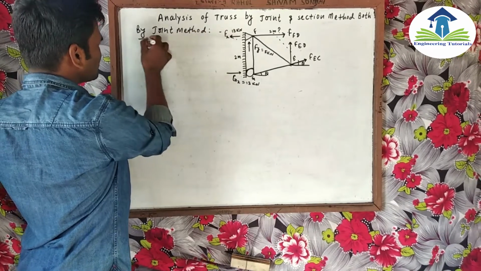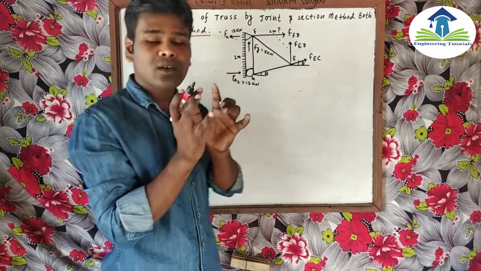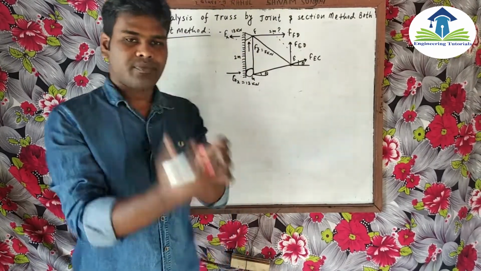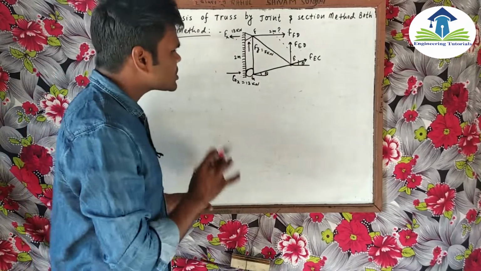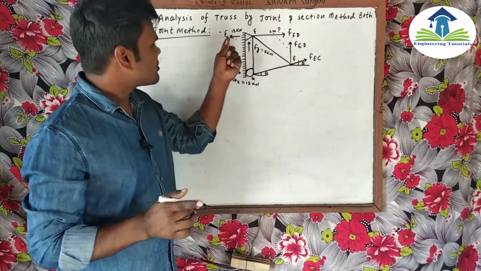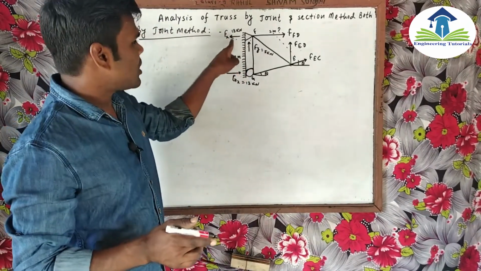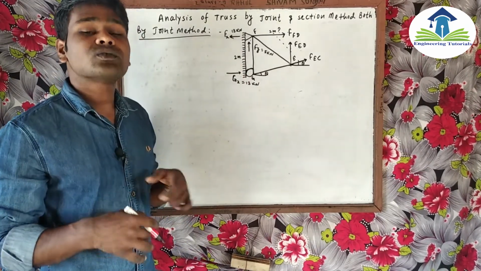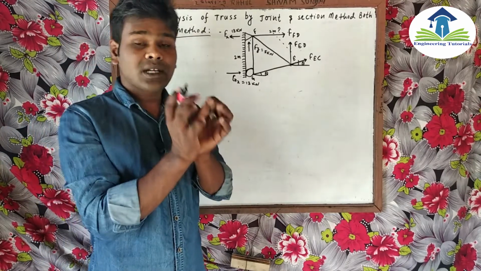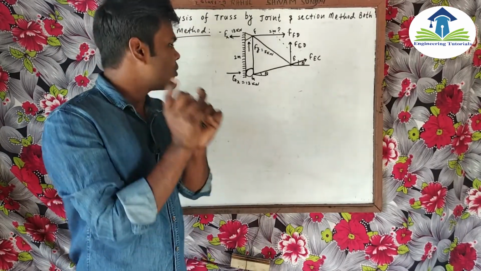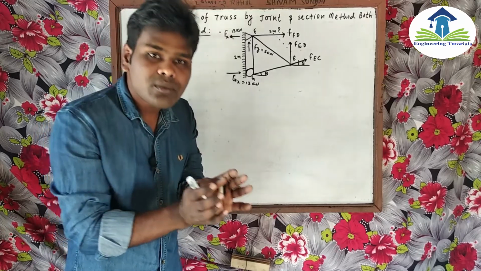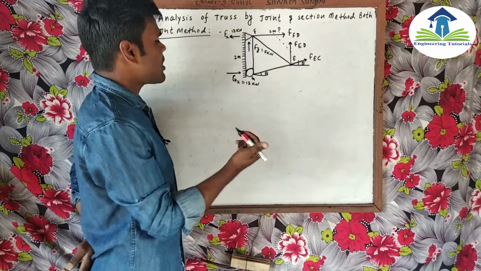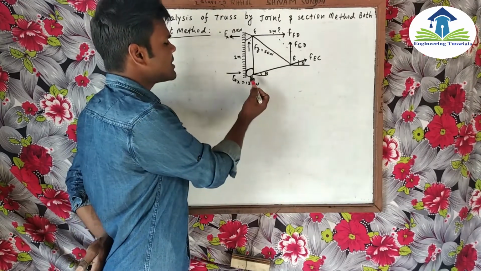So these two processes for a single question make you more confident and more experienced in solving it in the exam. We have calculated the three unknown reactions: Fx, Fy and Gx. Now, in the joint method, we have to take the joint where the fewest unknown values act. At which joint? That is joint G.